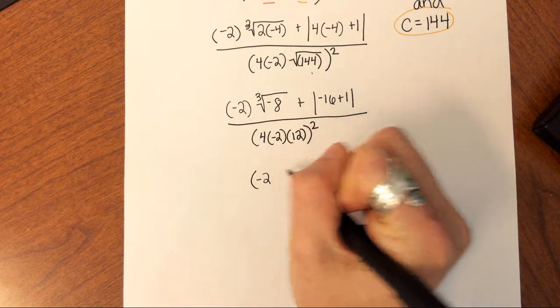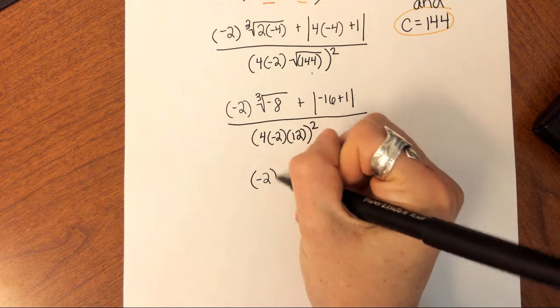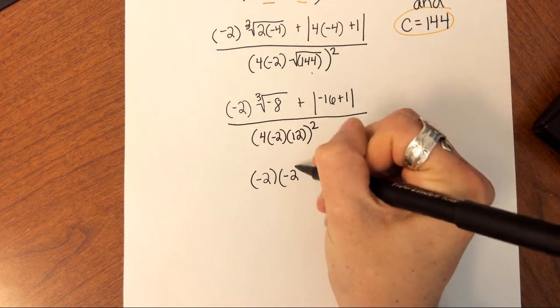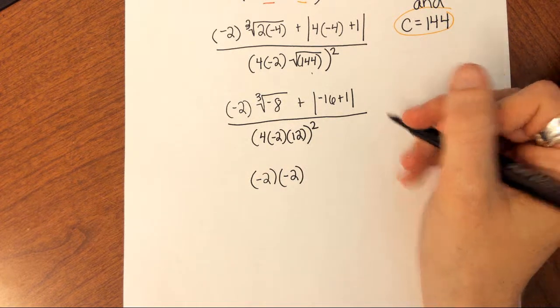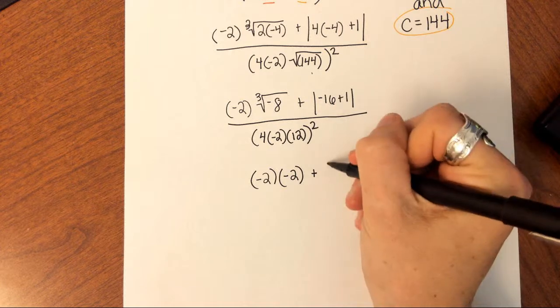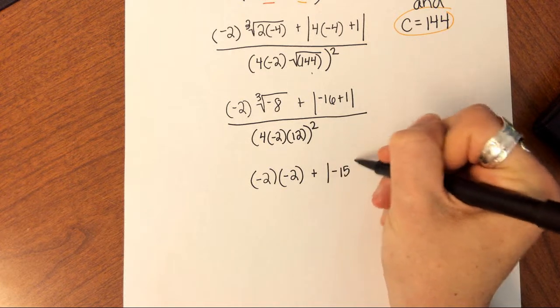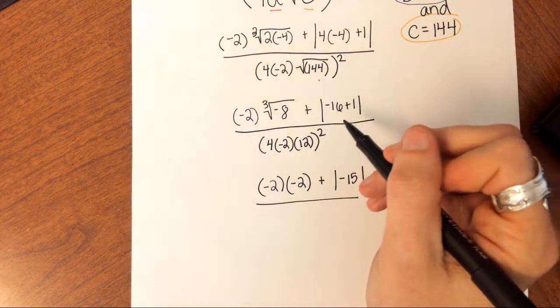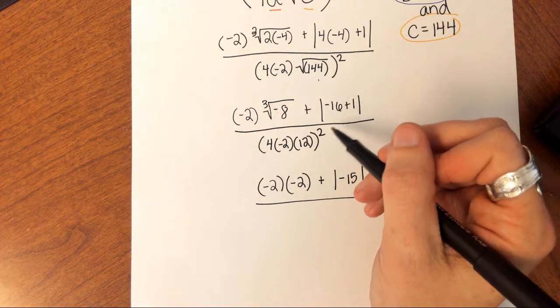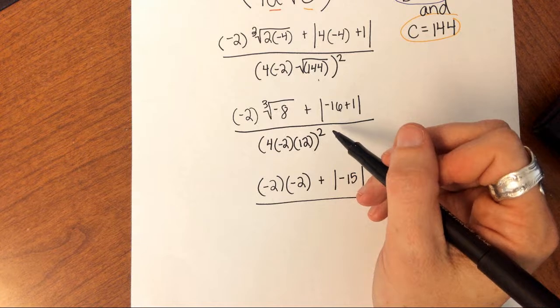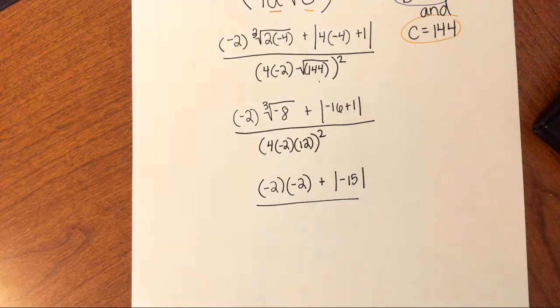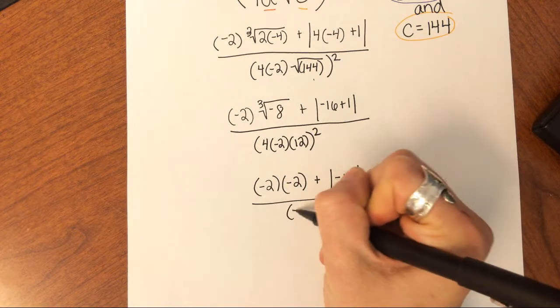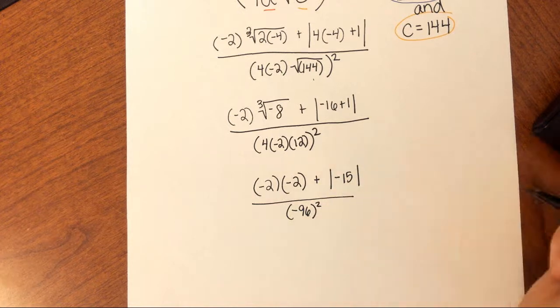So this would be -2. The cube root of -8 is also -2, plus the absolute value of -15. And then when I go ahead and multiply all of these numbers together, you can just do straight multiplication on this. So that'd be -8 times 12, which is -96 squared.